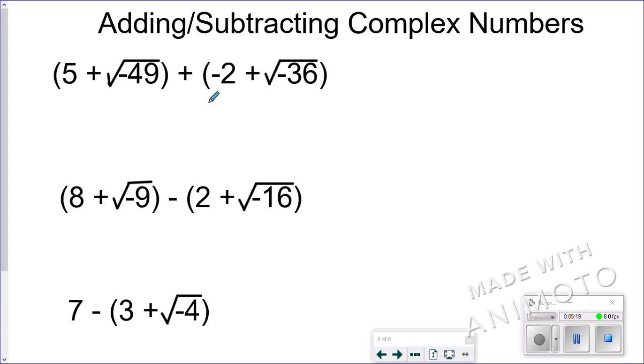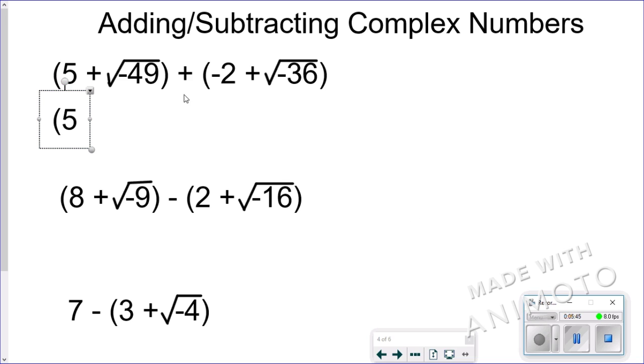Then we'll have where we have to add and subtract complex numbers. Now these are actually kind of book problems we're going to be working with in class tomorrow. So with this, you have to add or subtract them. So we'll have to simplify the square root first, so then we can combine like terms.